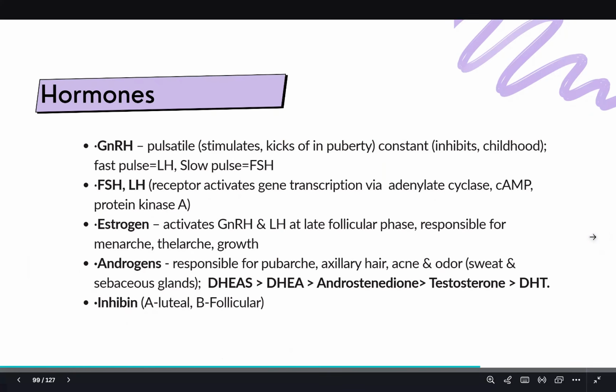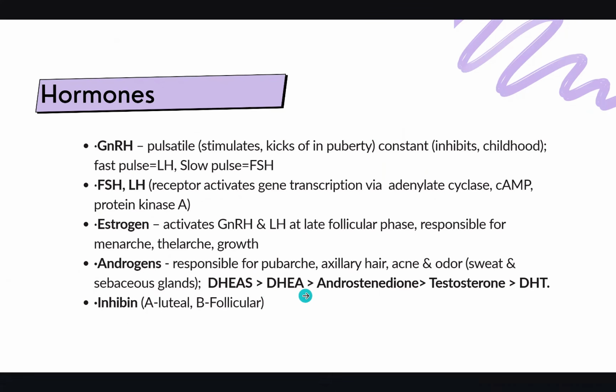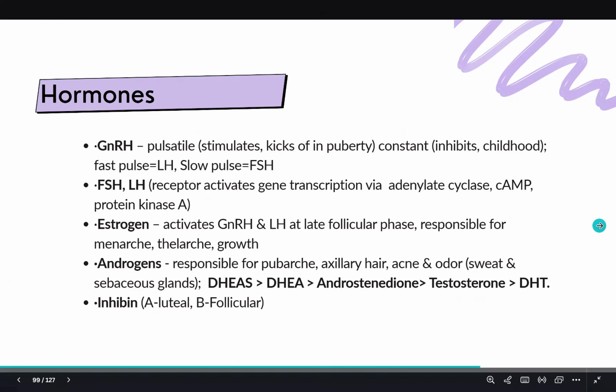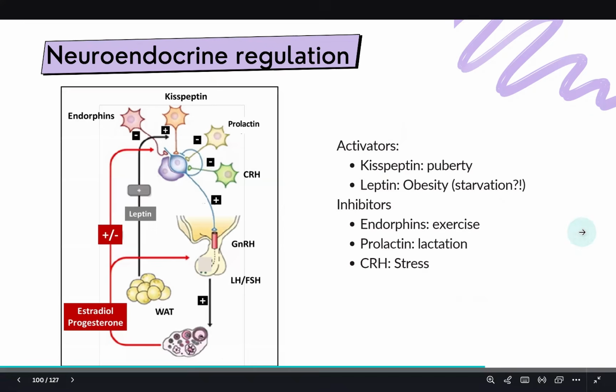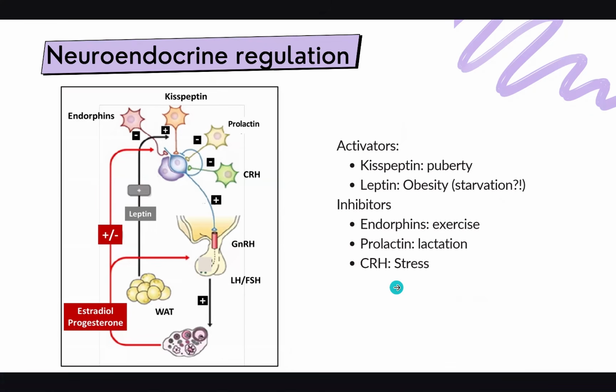Okay, that was all about the HPO axis, and whatever I said is written over here. One important thing that we need to know is the potency of each of the androgens. Just read through it; it's all fine. Now, that was some of the feedback mechanisms for controlling the release of sex hormones. But that's not the only thing.